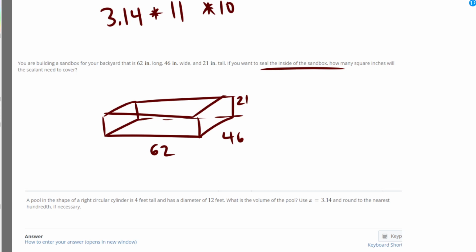This one is a little bit more tricky to me because you have to think about it a little bit more. I don't know exactly what they're looking for, but the way I would think of it is a sandbox is open. They usually don't have lids. You don't need to seal the bottom. So when we're talking about sealing, we're sort of like painting, right? Which is what we want to do, is find the surface area.